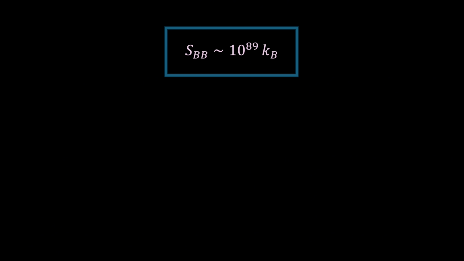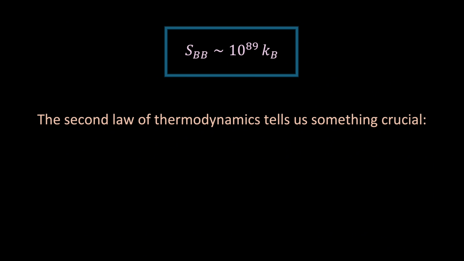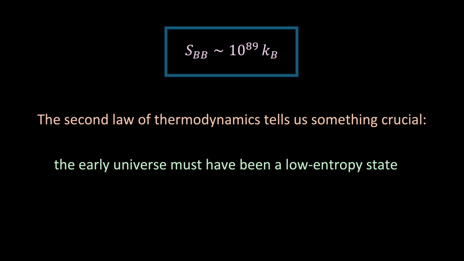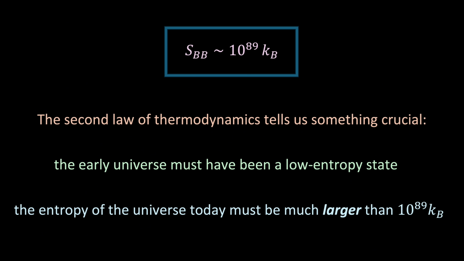Okay, so let's pause and take stock. We've managed to estimate the entropy of the early universe shortly after the Big Bang, and we found a value of 10 to the power 89 times Boltzmann's constant. And you would be forgiven for thinking that this feels enormous in everyday terms. But remember, the second law of thermodynamics tells us something crucial. The early universe must have been a low entropy state, otherwise entropy couldn't have increased and we wouldn't have an arrow of time at all. So that immediately tells us something important. The entropy of the universe today must be much larger than this seemingly already huge number.